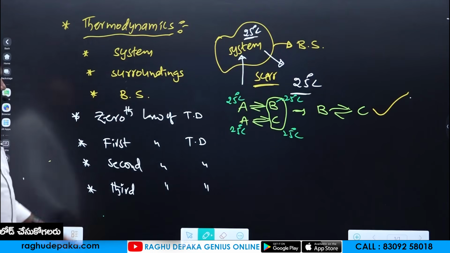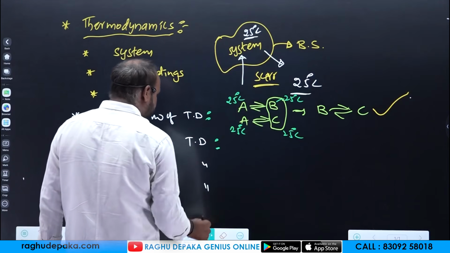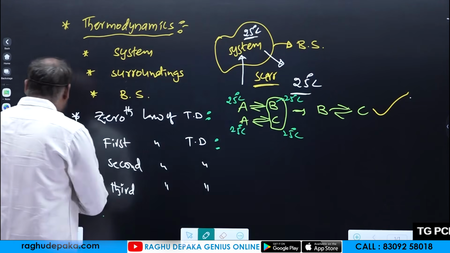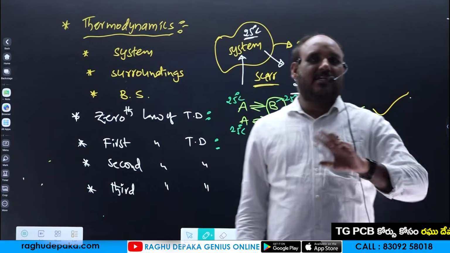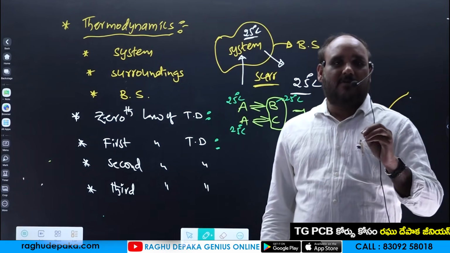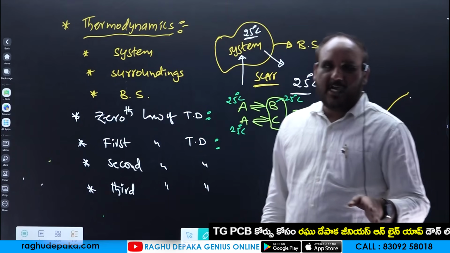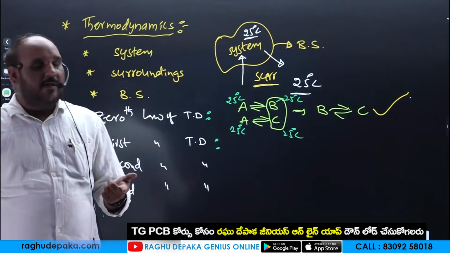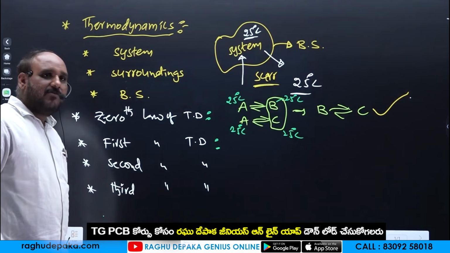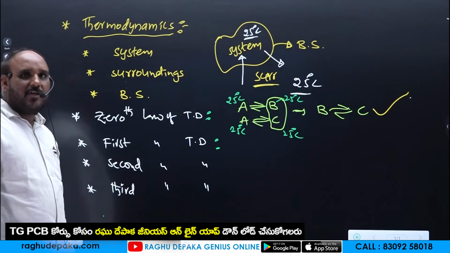So, simple thing, the first law of thermodynamics. How are we going to explain the first law of thermodynamics? This is the law of conservation of energy. That means energy can neither be created nor destroyed, but it can change from one form to another form. But one more statement is there for the first law of thermodynamics, and that is called the mathematical form of the first law of thermodynamics.